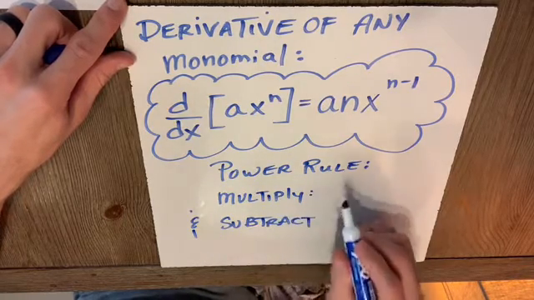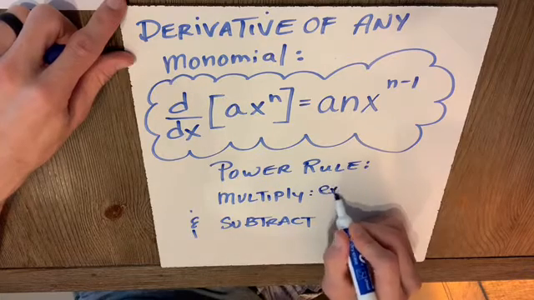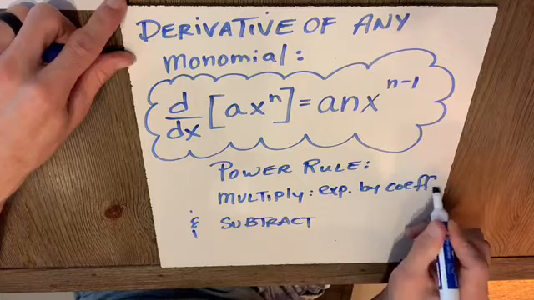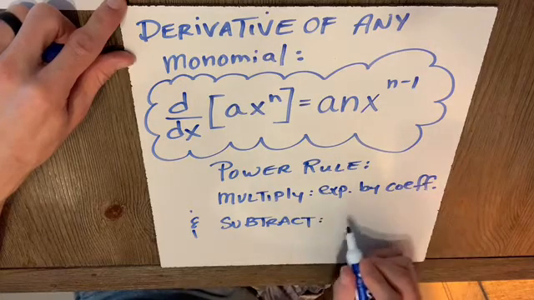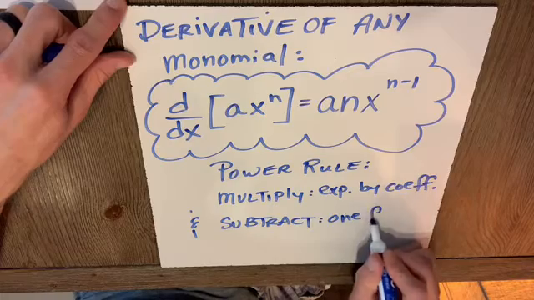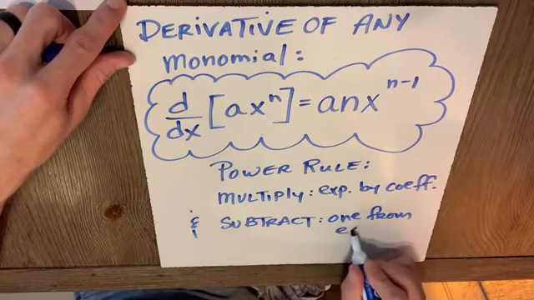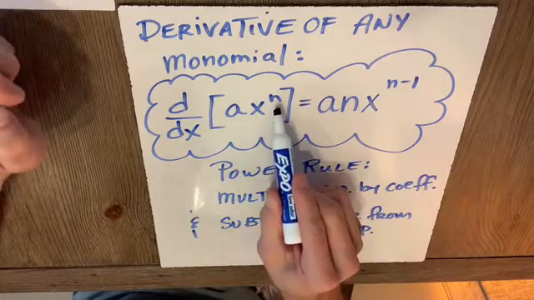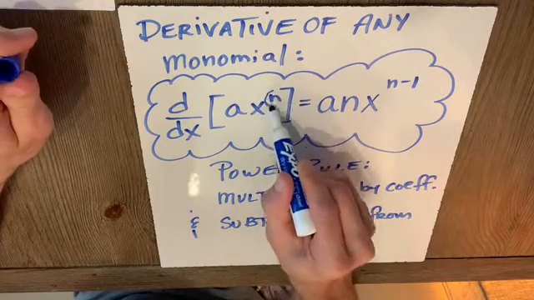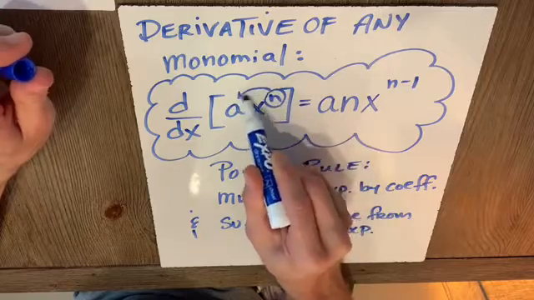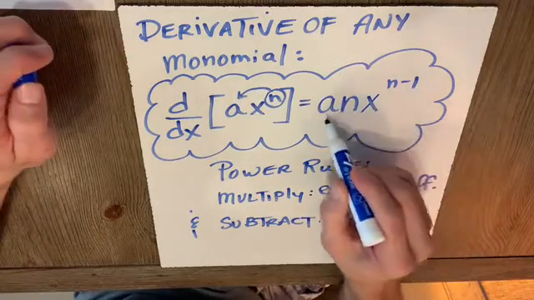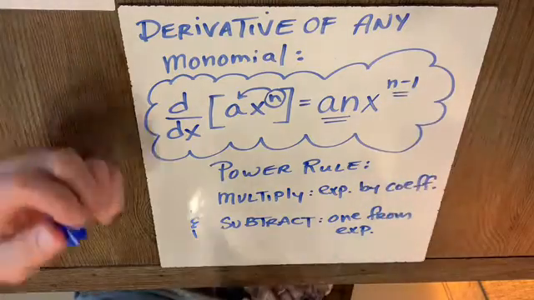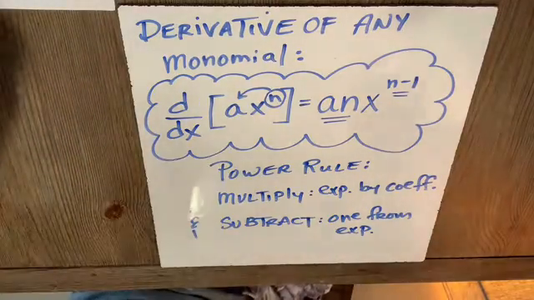Now, what am I multiplying? I'm multiplying exponent by coefficient. And when I say subtract, I say subtract 1 from the exponent. Now, do I really want to explain all that? No, I'd rather just use symbols. I'm taking my exponent and multiplying by whatever coefficient I have there, and then that becomes my new coefficient, and then I simply subtract 1 from my exponent. And that's the power rule.